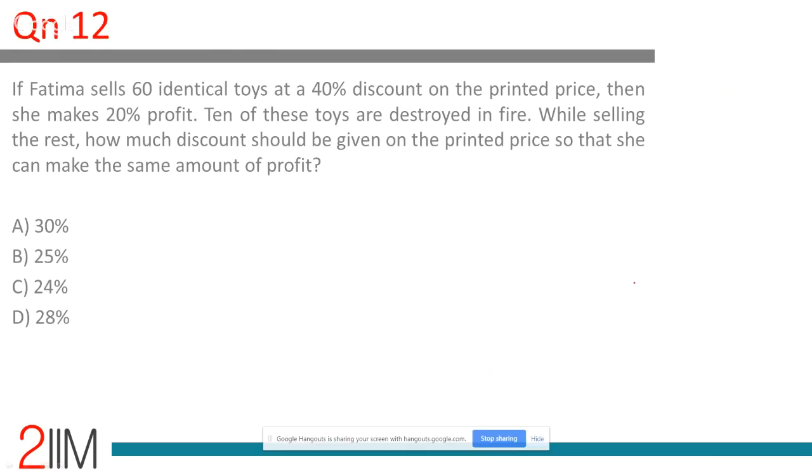If Fatima sells 60 identical toys at a 40% discount on the printed price, then she makes 20% profit. Printed price X, selling price 0.4X, sorry, 0.6X. So this is 20% profit. So 1.2 times cost price is 0.6x, or cost price is 0.5x.